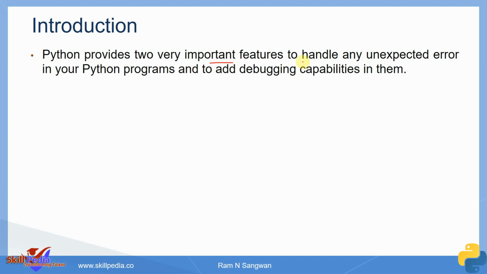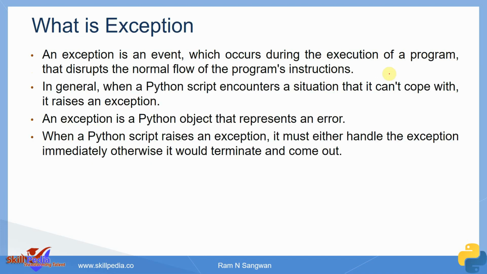Python provides two important features to handle any unexpected error in your Python program and to add debugging capabilities in them. First is, what is exception? Exception is an event which occurs during the execution of a program that disrupts the normal flow of the program's instructions. In general, when a Python script encounters a situation that it cannot cope with, it raises an exception. An exception in Python is an object that represents an error.